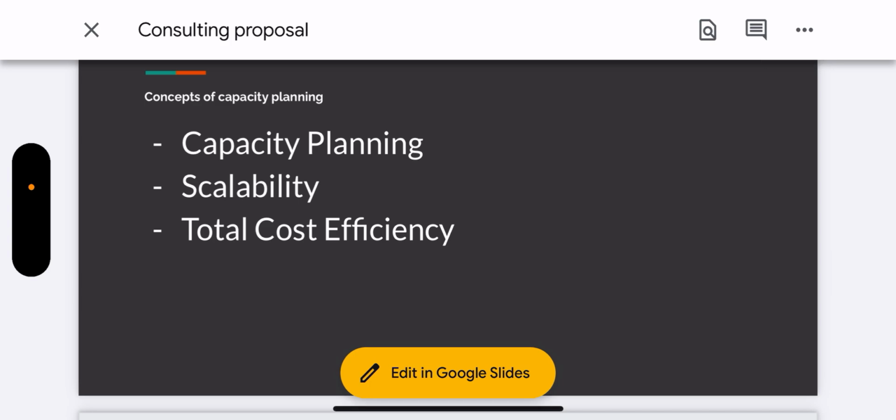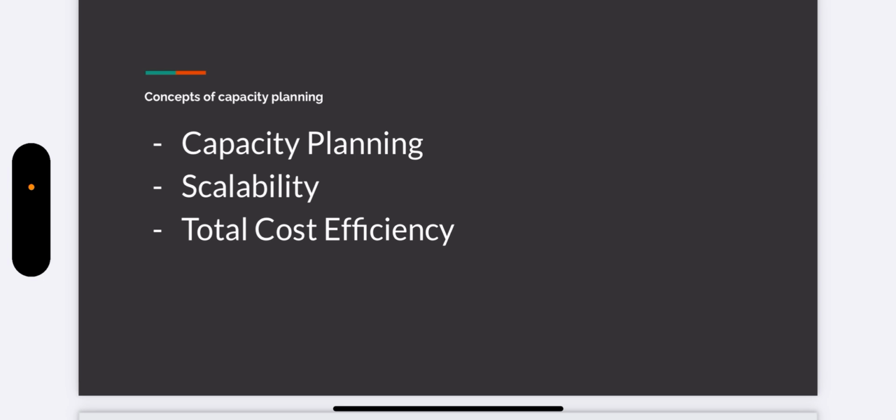The concept of capacity planning, scalability, and total cost efficiency. What does that look like? I'll talk about capacity planning first and provide examples of it. Amazon predicts and provisions the necessary resources to meet demand without over or under provisioning. One way the subscribers work with capacity planning would be to estimate and manage their own resources based on expected workloads.